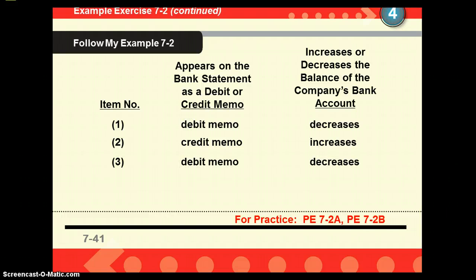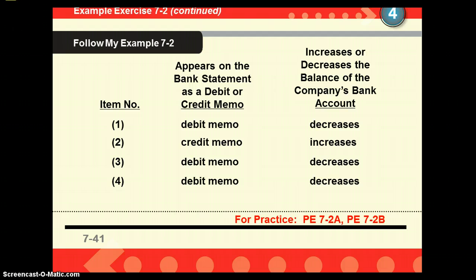And 4th, we have a bank correction of an error from recording a $400 check as $40. Well, we recorded it as $400, but it was only supposed to be $40. So to correct that, that's going to decrease the account. To decrease the liability the bank owes to us, we would debit. So it's a debit memorandum. Again, this is very important that you understand how this works.